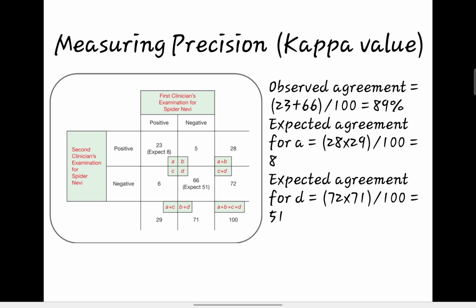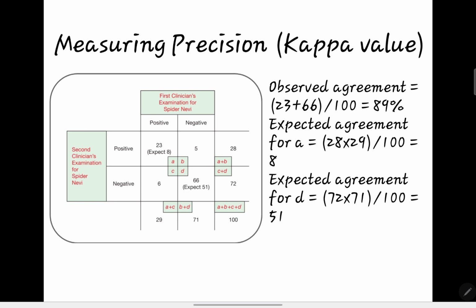So starting with the observed agreement, here we can see in this 2x2 table both the clinicians are agreeing on 2 parts, so that is on A and D. So positive in both in A, that is 23, and negative in both in D, that is 66. So the observed agreement would be total of these two divided by the total population, so that is 23 plus 66 divided by 100, that is 89%.